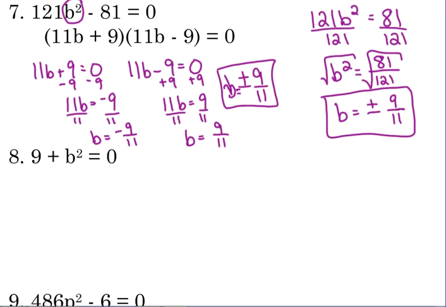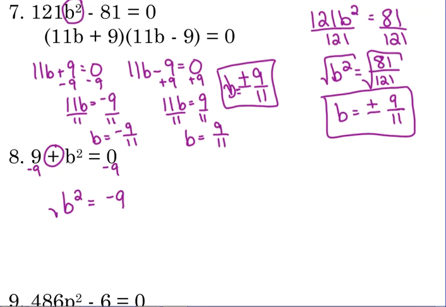All right, number 8. Why do I not have a factored form? It's not the difference of perfect squares. There's a plus right here. So it was not factorable, but that doesn't mean that it's not solvable. We can still solve this just using the method I just showed you, square roots. Isolate the variable because we only have one variable. So subtract the 9 from both sides.